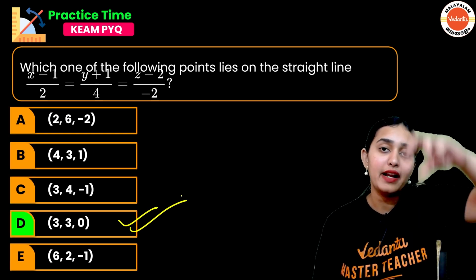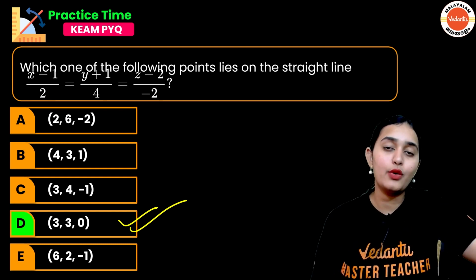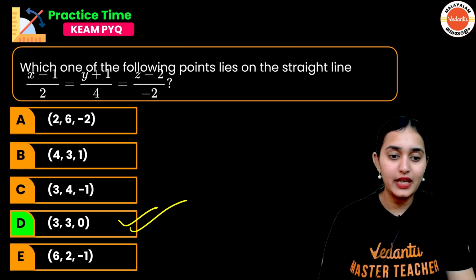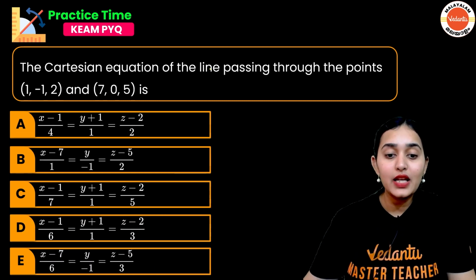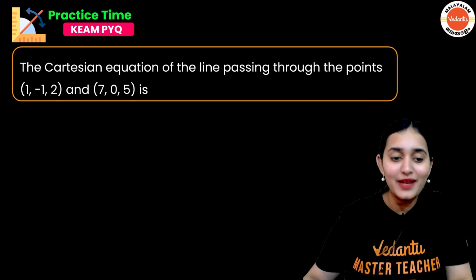So you have to pick the point, put it in the formula, put it in the equation and see whether it is coming equal or not. That's the method. Okay. Next, the Cartesian equation of the line passing through these 2 points. So simple, direct formula based question.